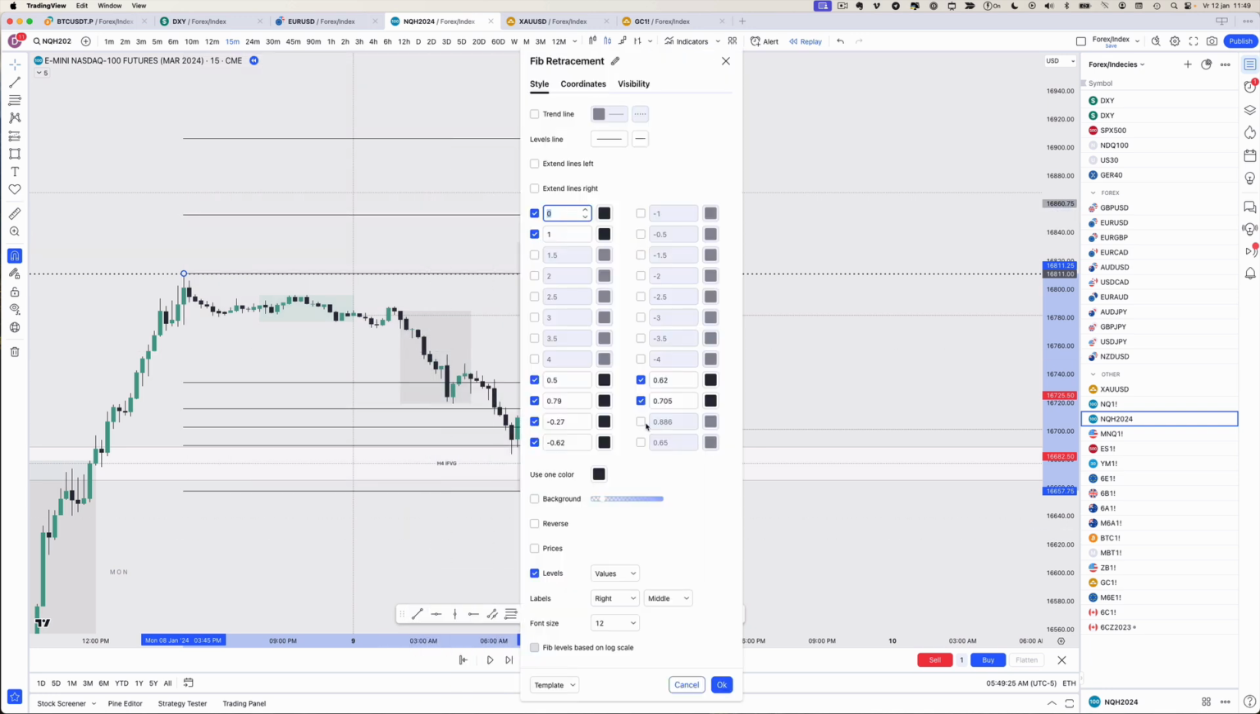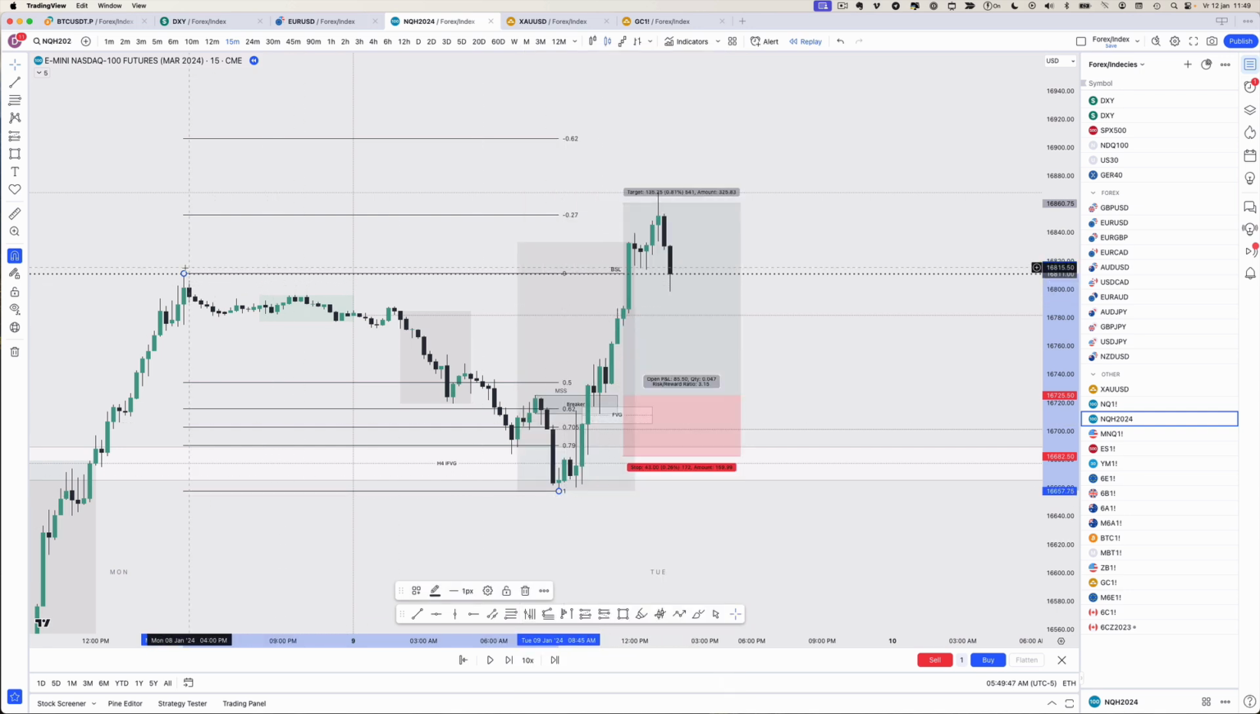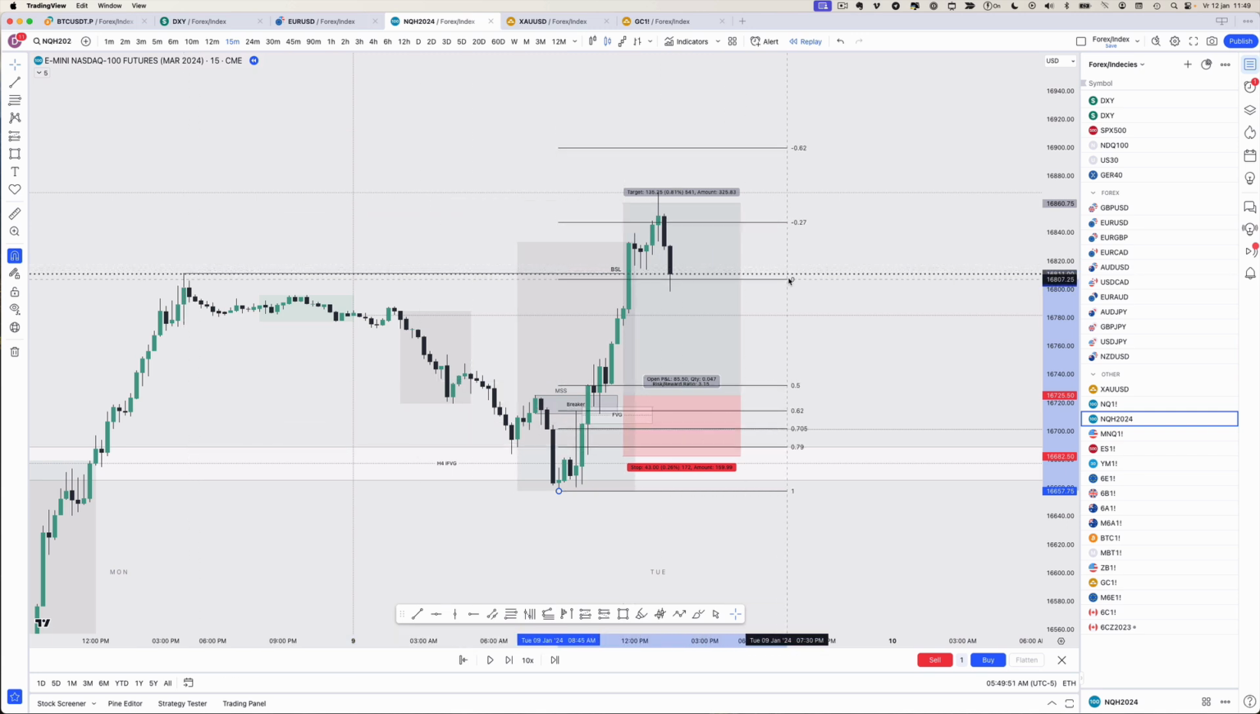So if you know ICT, you know we have OTE. So this is the equilibrium. OTE is 62,705.79. But we right now don't use that as an entry, but we use the projection targets being minus 0.27 and minus 0.62. So from the low to the high, if I project that, and let me do it like this, so we get the same high, look at that.